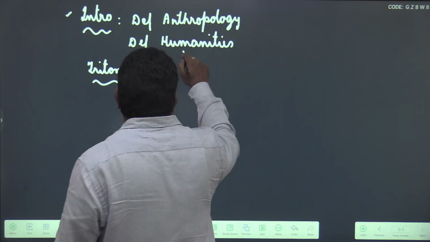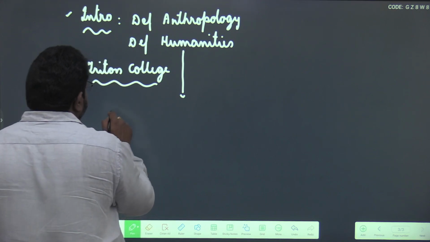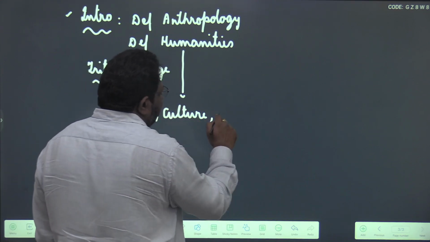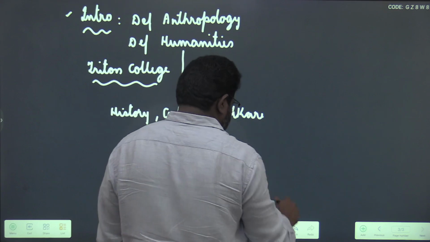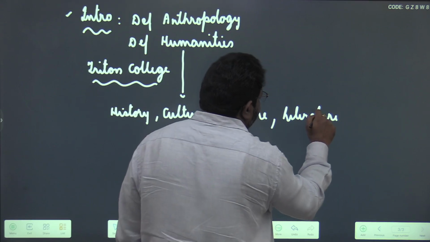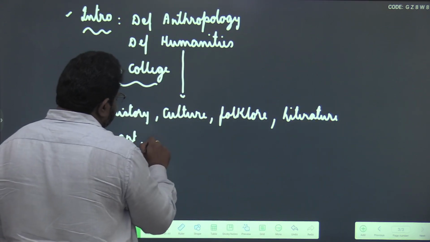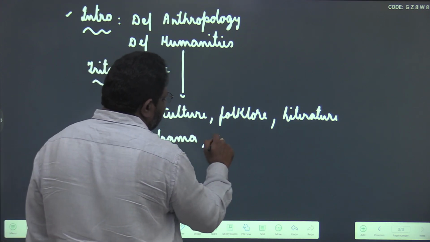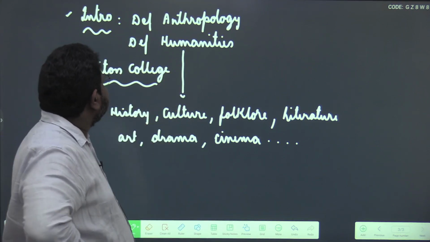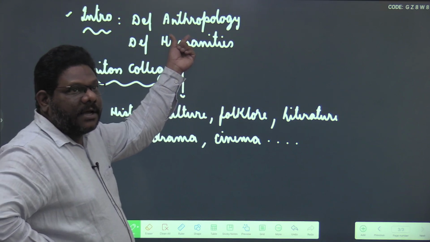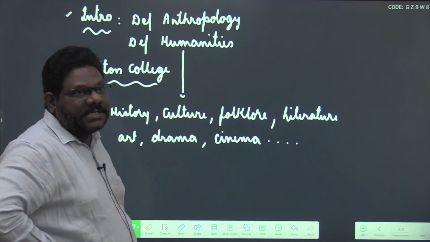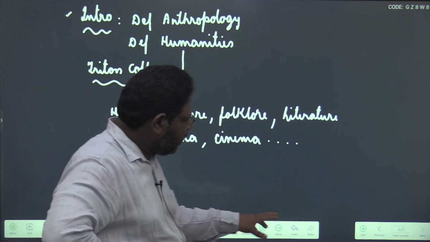Then you can write humanities involves the study of history, culture, or maybe folklore, literature, art, drama, even dance, music, and then cinema. So these are the subject areas of study of humanities. So in the introduction you are writing a good definition of anthropology, then you are giving what humanities studies about. So this is the introduction. I think 2 lines are sufficient.